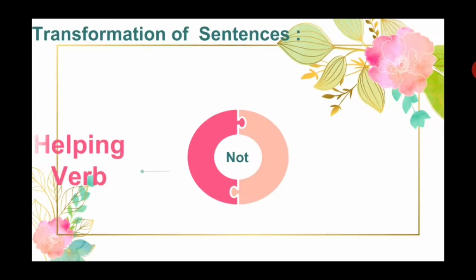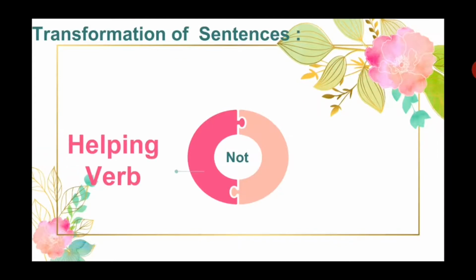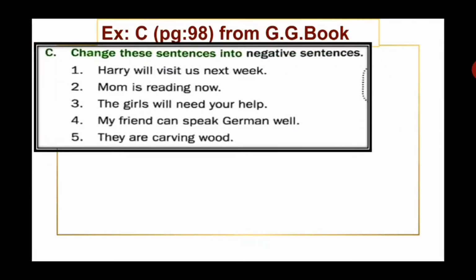There you can find one helping verb to help the main verb. So there will be two verbs. In the previous rule, there was only one verb. So that time you have to use not after the be verbs. But here you have two verbs. Exercise C, page number 98. The instruction is change these sentences into negative sentences.